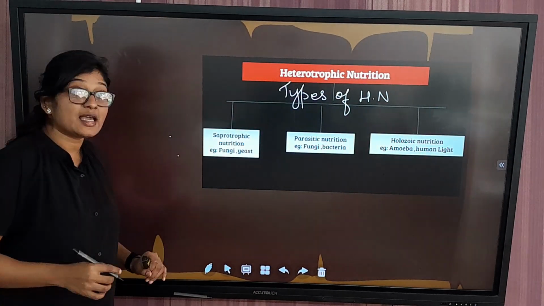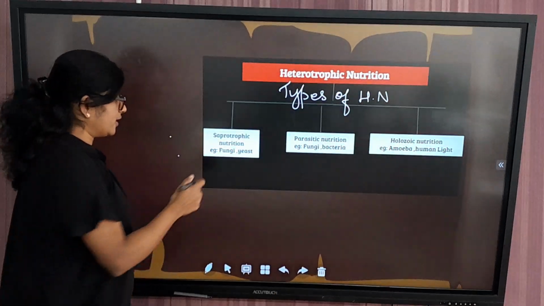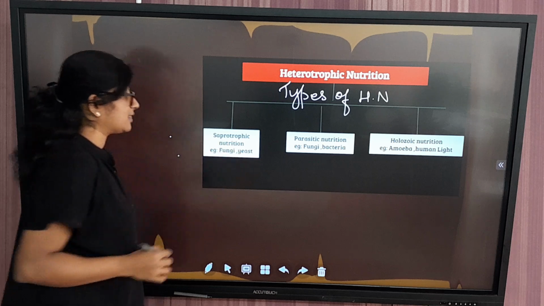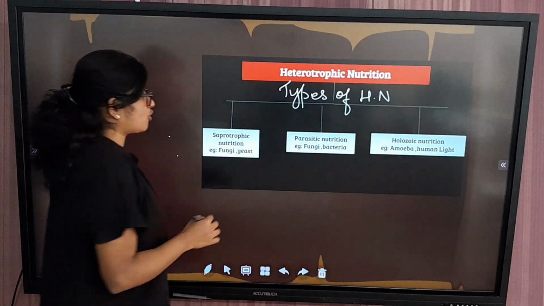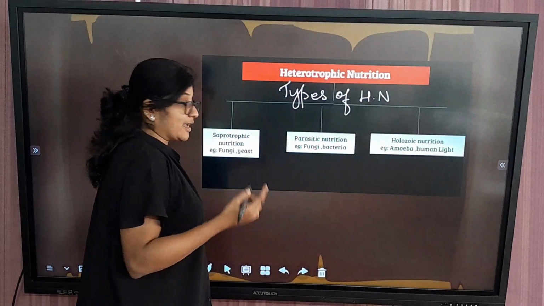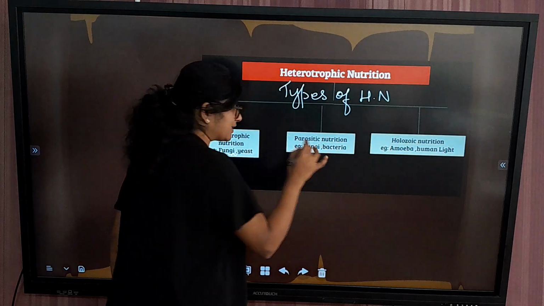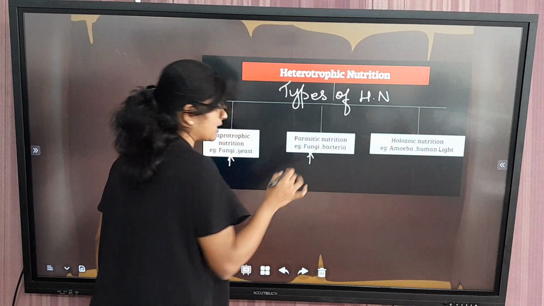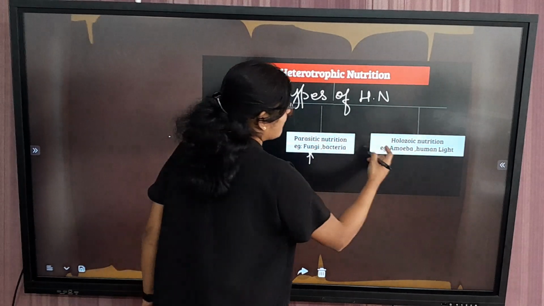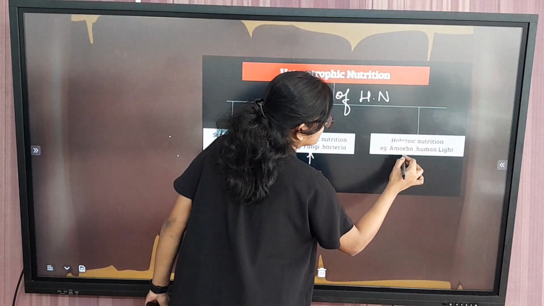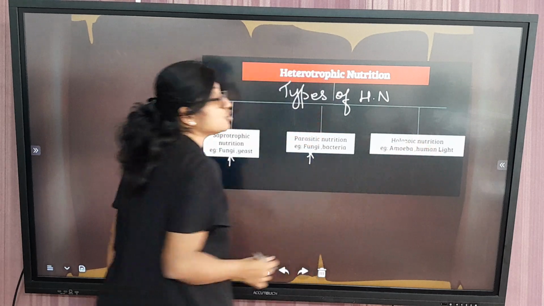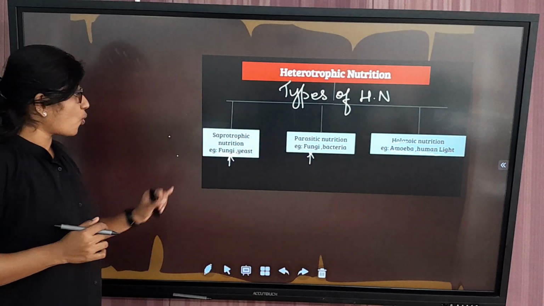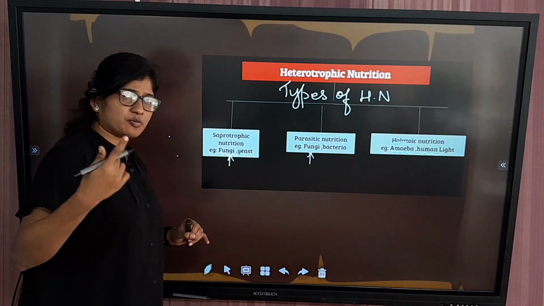What are they? Saprotrophic. Always remember fungi in that. Parasitic. Here also fungi is there, but I'll tell you what the difference is. And then holozoic, under which come amoeba and human. So what is this? Sapro, you must remember this.